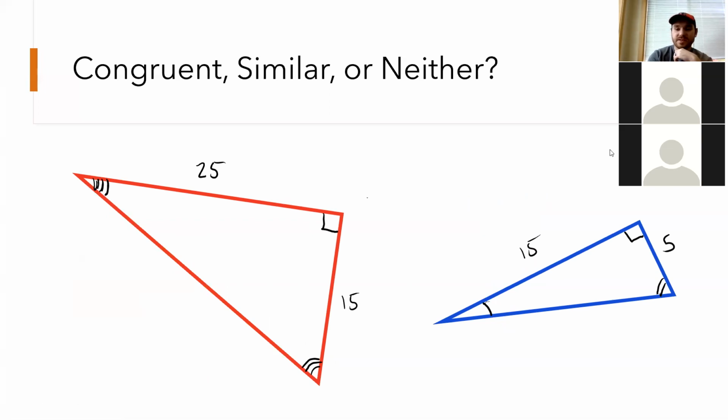So you've got 2 new triangles. Are these similar, congruent, or neither?